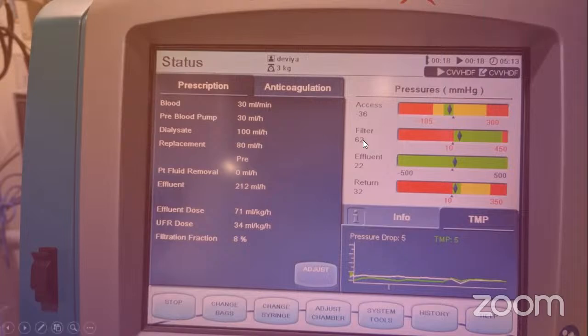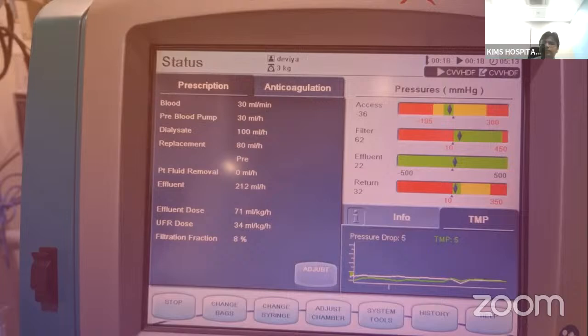And coming to the filter pressure, it is the highest. This is on the positive side. It is the amount of pressure required to pump the blood into the filter. If the filter is getting clotted or clogged, the filter pressure will start rising. If the filter pressure starts rising, one has to look at the return pressure.